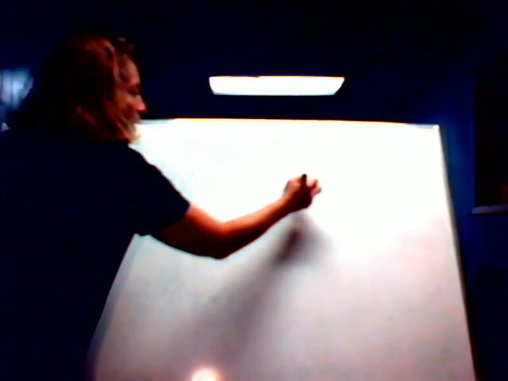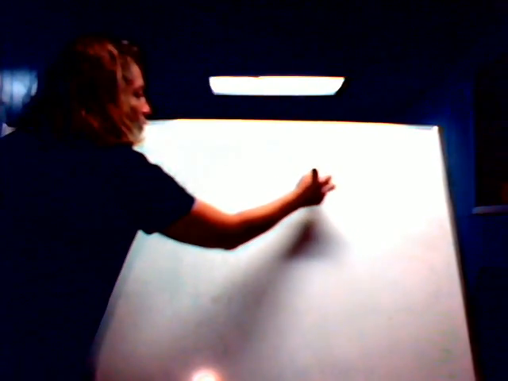Let's start with the first one. We're going to take the function f of x, which is x plus 8, and g of x is negative 4x. Let's see if you guys can see that. I'll slide it a little bit closer. Okay, there we go.